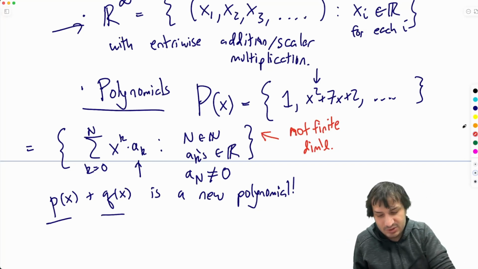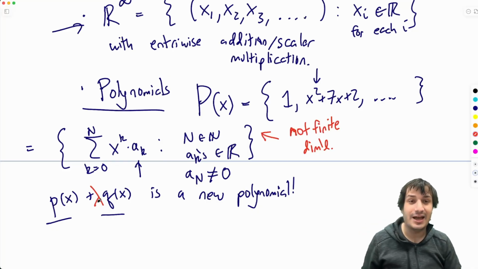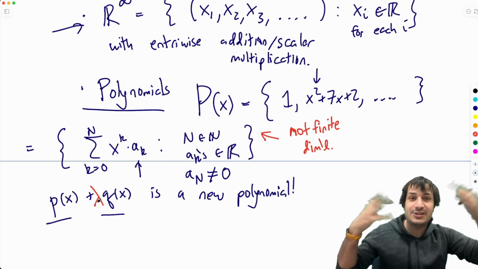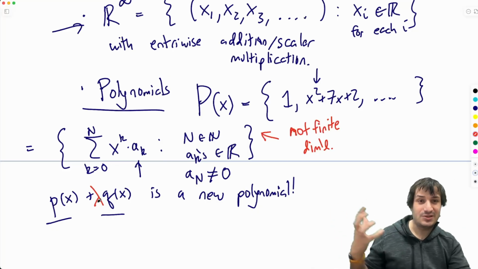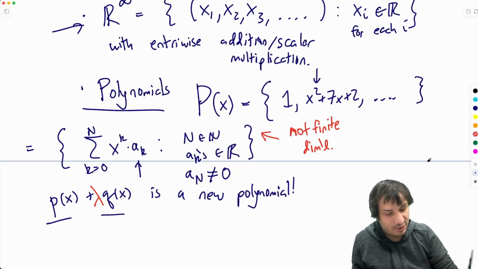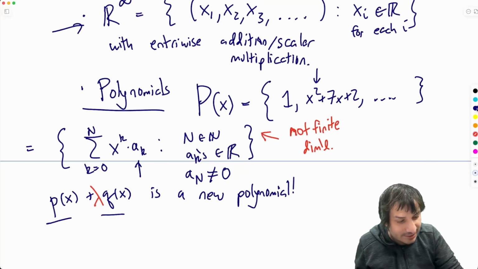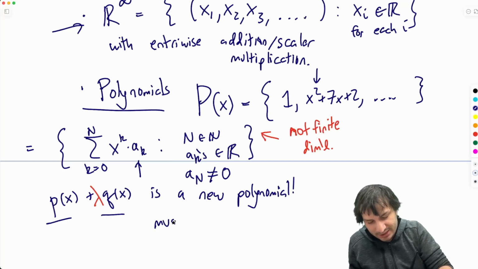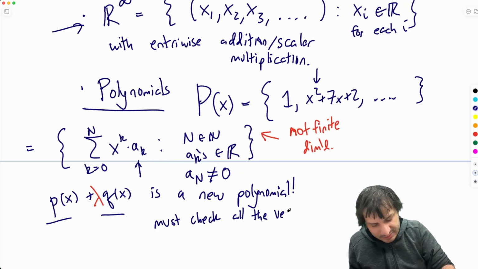Okay, and you can also scalar multiply. So let me multiply by some scalar lambda. You can also multiply a polynomial by 2, and it's still a polynomial. So this is all great. This is a new polynomial, and technically you must check all the vector space axioms.